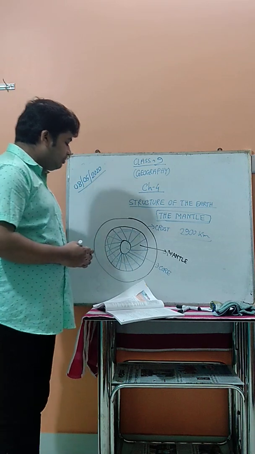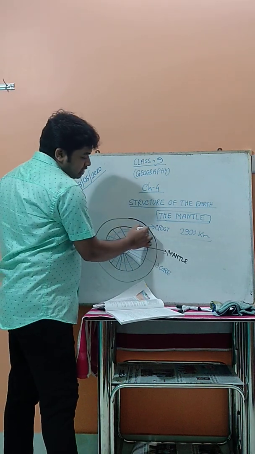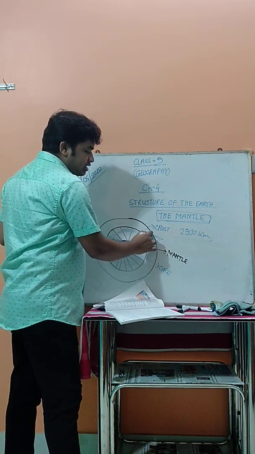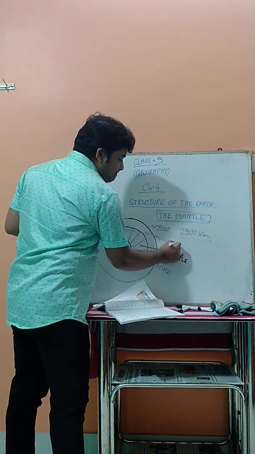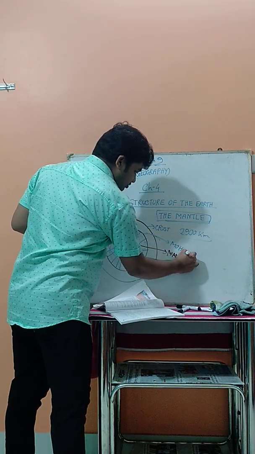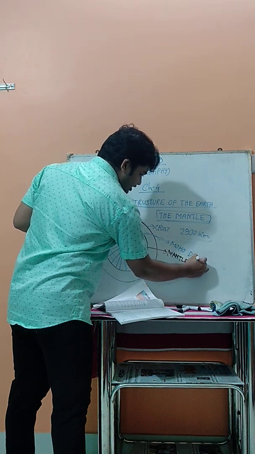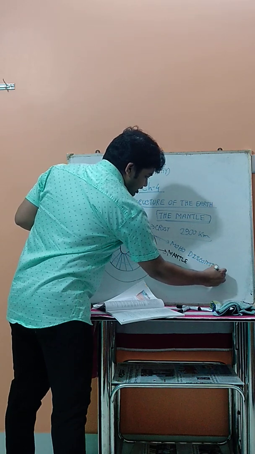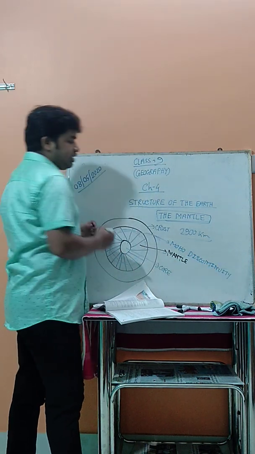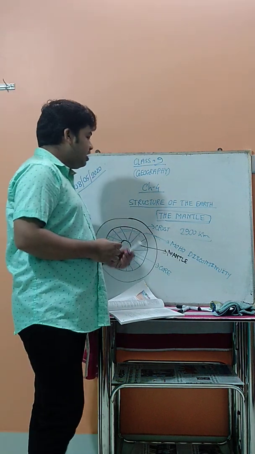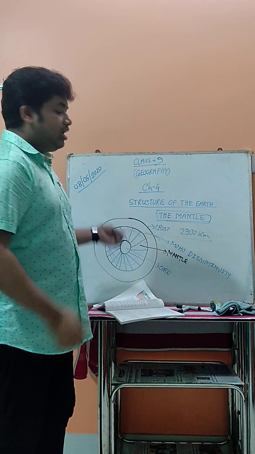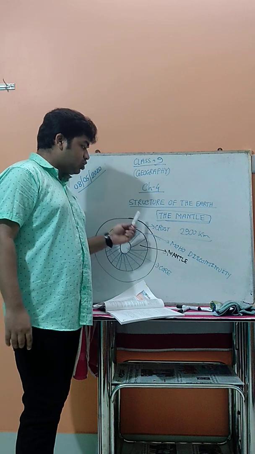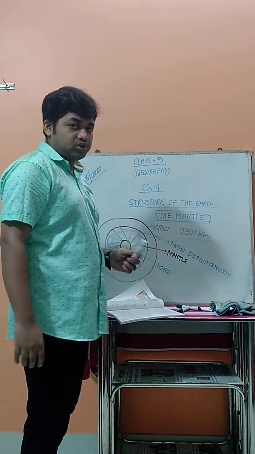Now the third point is the boundary between the Earth's crust and the mantle. In this portion, this is the crust and this one is the mantle. This boundary that divides the Earth's crust and the mantle is called the Mohorovičić discontinuity, or Moho. This discontinuity was discovered by Mohorovičić, and according to his name, it is called the Mohorovičić discontinuity. So what is the Moho discontinuity? The place that separates the crust from the mantle, located between the crust and mantle, is called the Moho discontinuity.